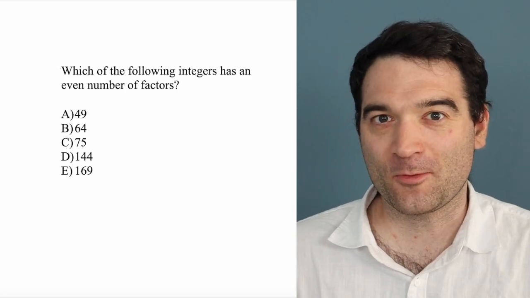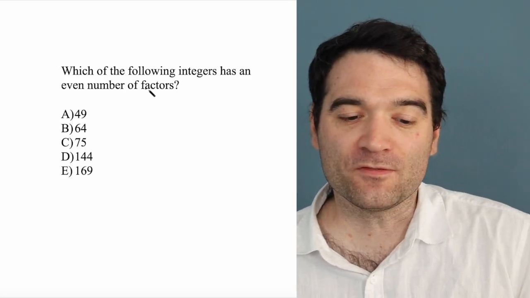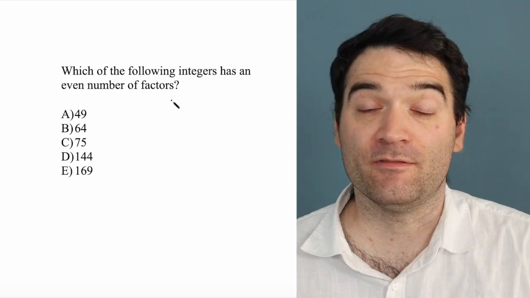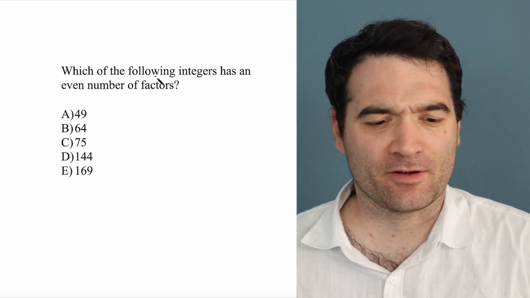Here's a GRE arithmetic question. Let's take a look. Which of the following integers has an even number of factors? All right, let's start very, very basically.